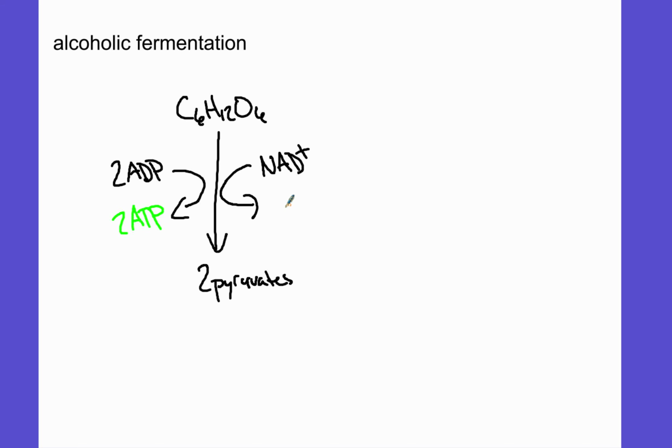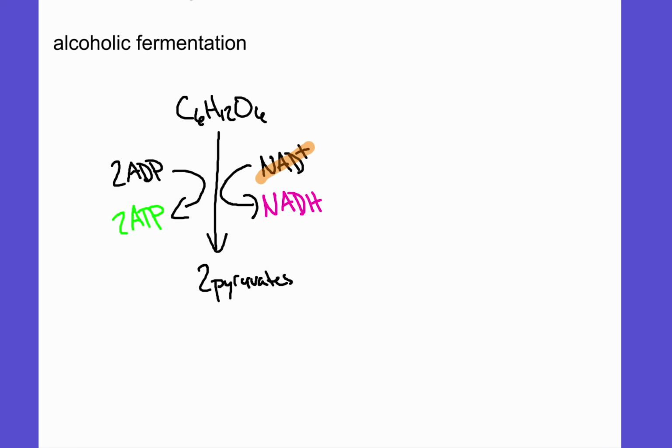NAD+, right, can be turned into NADH. All three reactions have to happen. If you want to make ATP, you have to make NADH. But same as before, if you run out of NAD+, you're in trouble, right? You can't continue to make any more ATP, so you have to be able to replace that molecule.